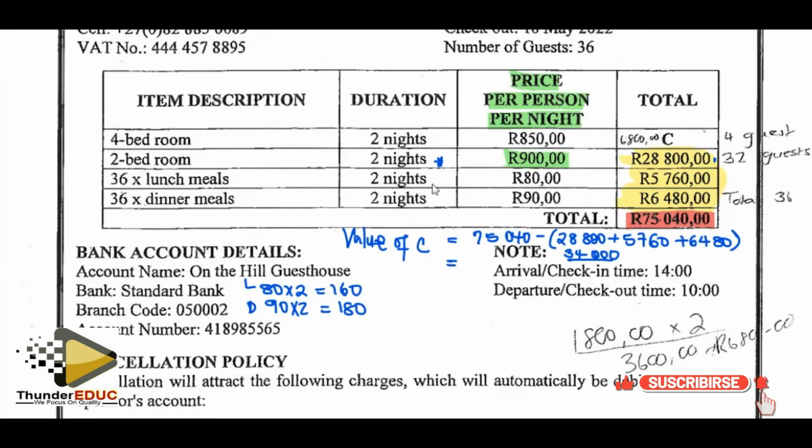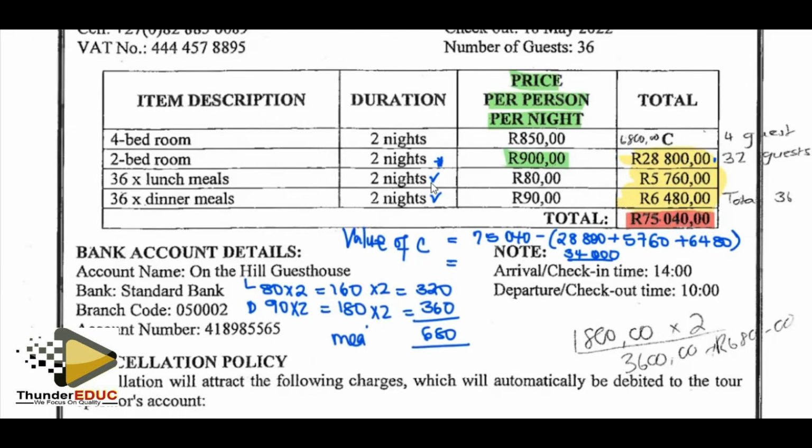1,800. But remember, they were going to stay there for 2 nights. So again, we need to multiply this by 2. So we come here and we say 160 times 2, which is 320, plus 180, which is what? 360. We put it aside as 600 and what? 8. This is for meals.